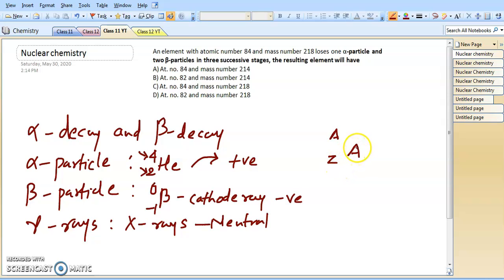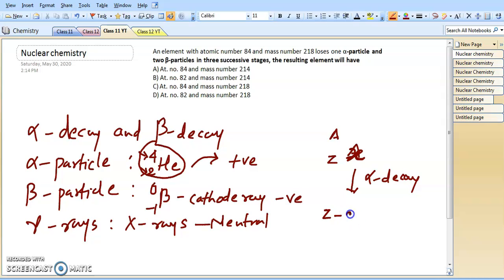Okay. Now suppose an element X has atomic number Z and atomic mass A. When it undergoes alpha decay, 2 and 4 go out. That means the atomic number Z will decrease by 2 and the mass A will decrease by 4. And the atom remains, suppose, X.